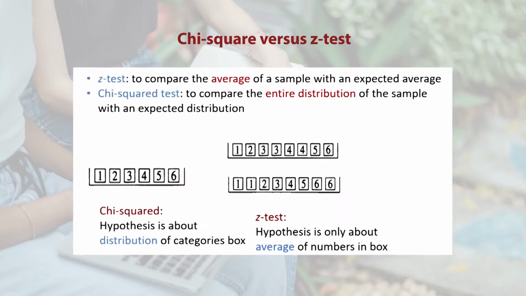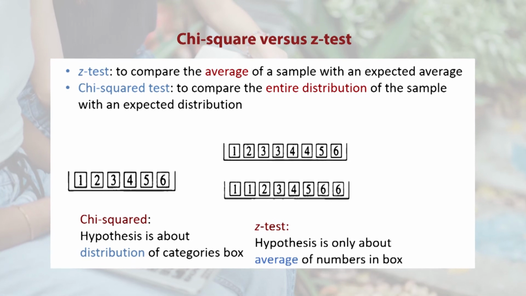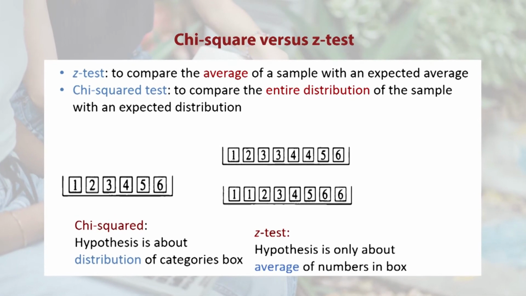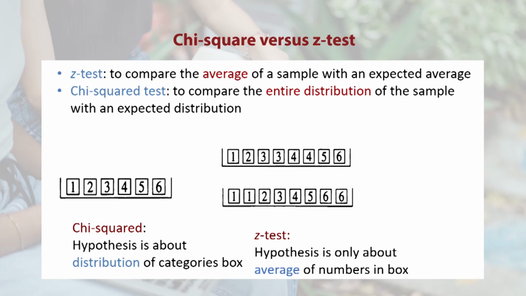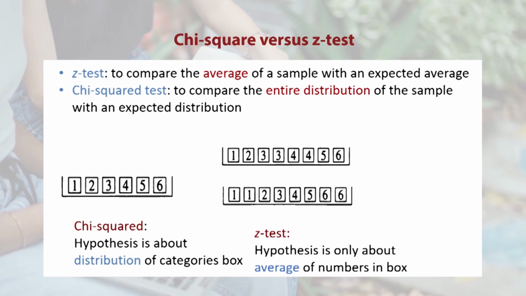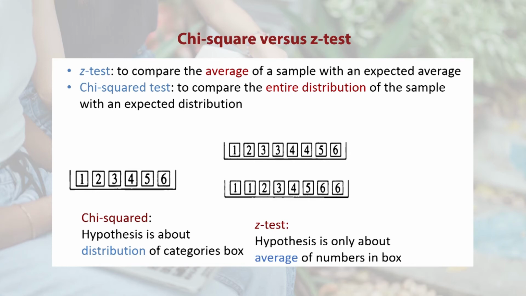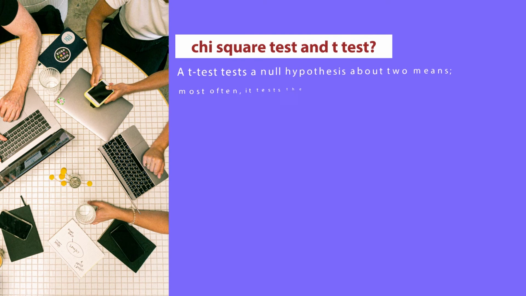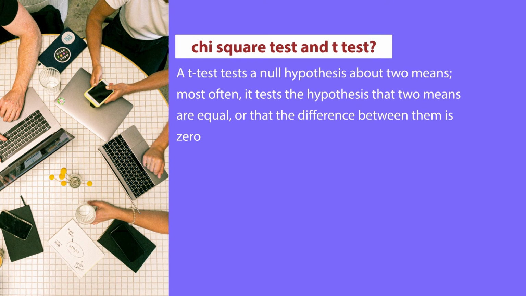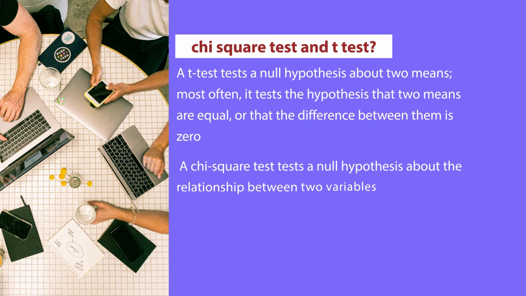If you compare with the Z test, which compares the average of a sample with an expected average, the chi-square test compares the entire distribution of the sample with an expected distribution. In the figure, the hypothesis is about the distribution of categories in the box, whereas with the Z test the hypothesis is only about the average of numbers in the box. And if you compare the chi-square test with the t-test, a t-test tests a null hypothesis about two means. Most often it tests the hypothesis that two means are equal or that the difference between them is 0. A chi-square test tests a null hypothesis about a relationship between two variables.